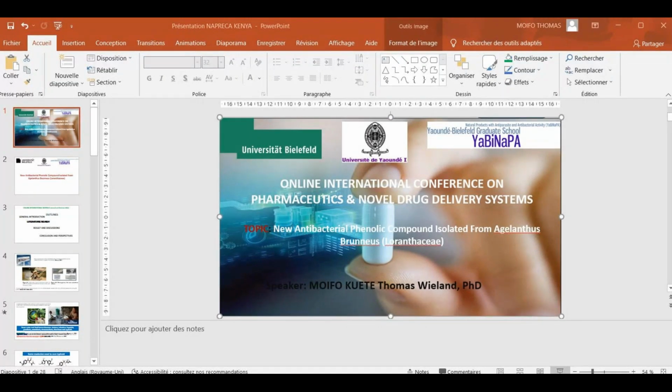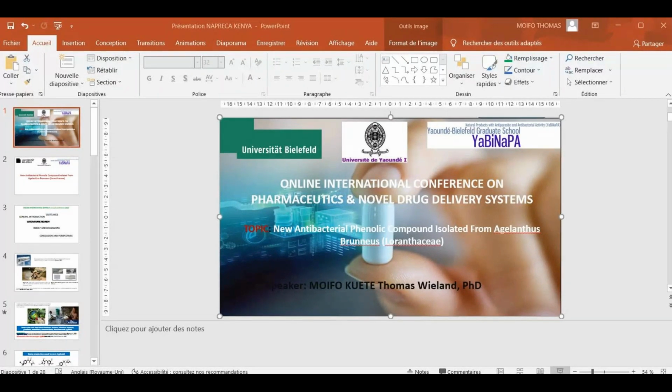So, the main objective of this study was to isolate and evaluate the antibacterial activities of chemical components from Agelanthus brunneus. More precisely, to extract, isolate, purify, and characterize the secondary metabolites from the above-mentioned plant. Also, to evaluate the antibacterial activities of these compounds as well as those of the extract from which they are derived.